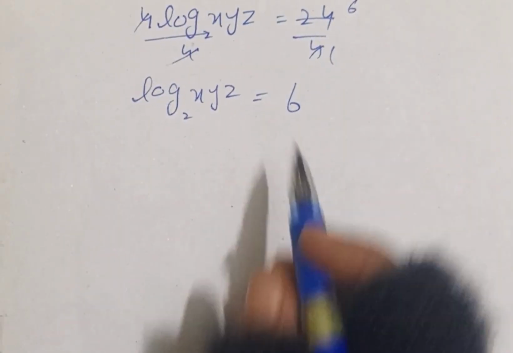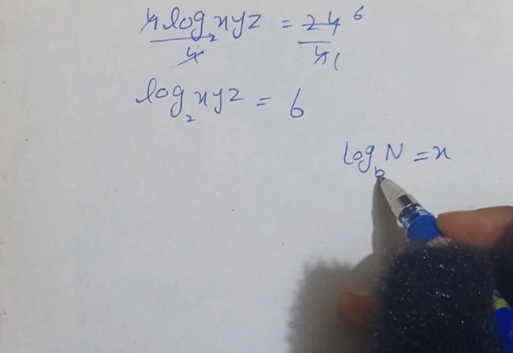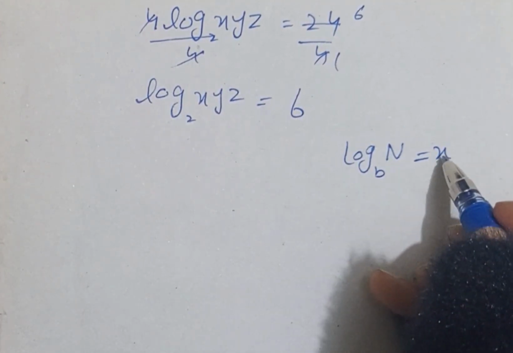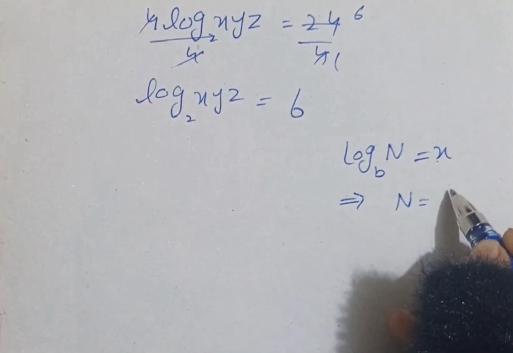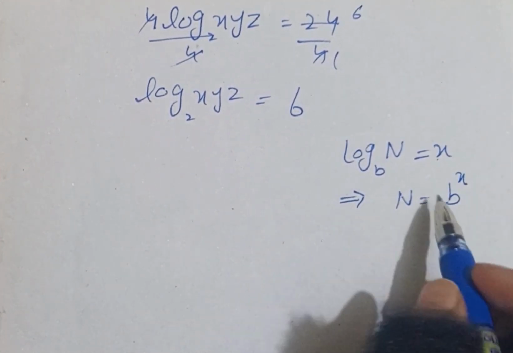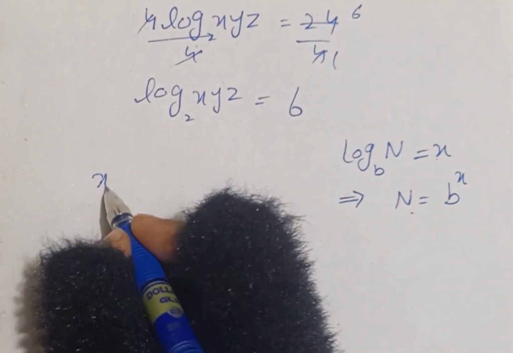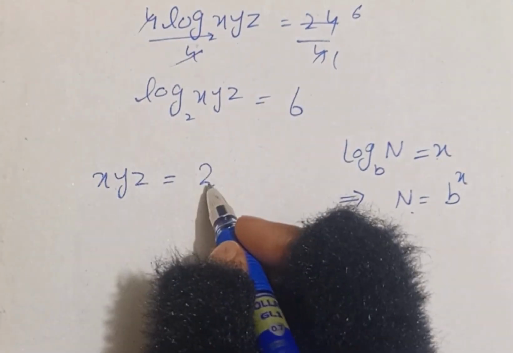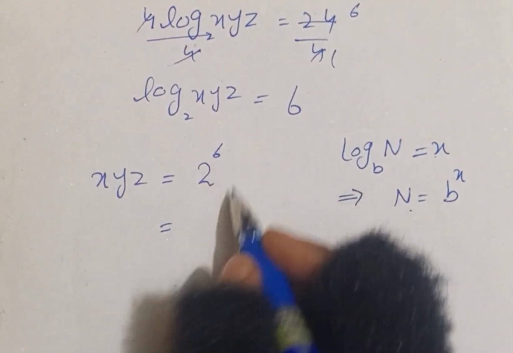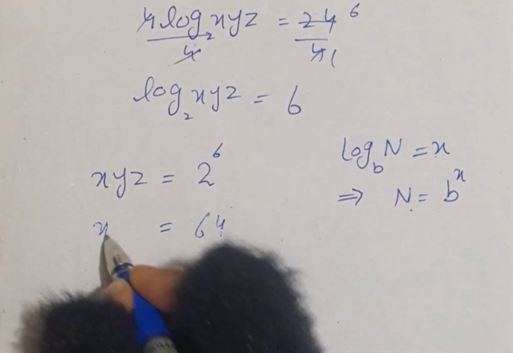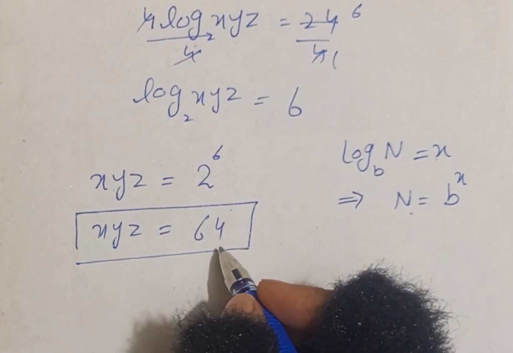And in the next step we recall a log property. As we know, if log n with base b is equal to x, then this implies n is equal to b raised to the power x. So using this property in this equation, we can write this as the product of x, y, z is equal to 2 raised to the power 6. And 2 raised to the power 6 is equal to 64. So the product of x, y, z is equal to 64, and we have done. Thank you.